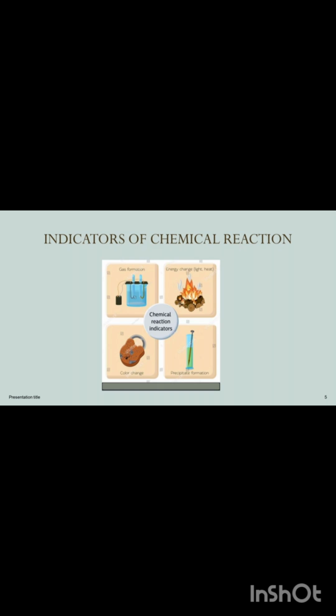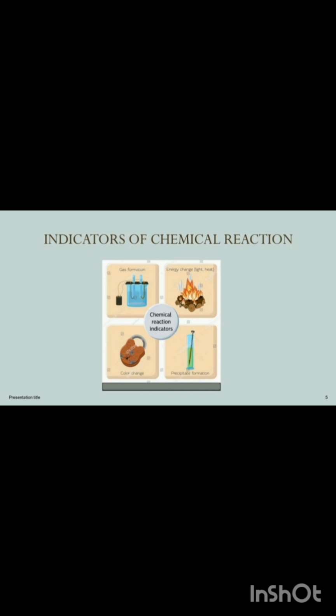How can we understand that a chemical reaction has taken place? There are certain indicators of a chemical reaction. Suppose a reaction has taken place: there will be gas formation, heat energy will be released or absorbed, the color will change, or a precipitate is formed. These are the indicators of a chemical reaction.